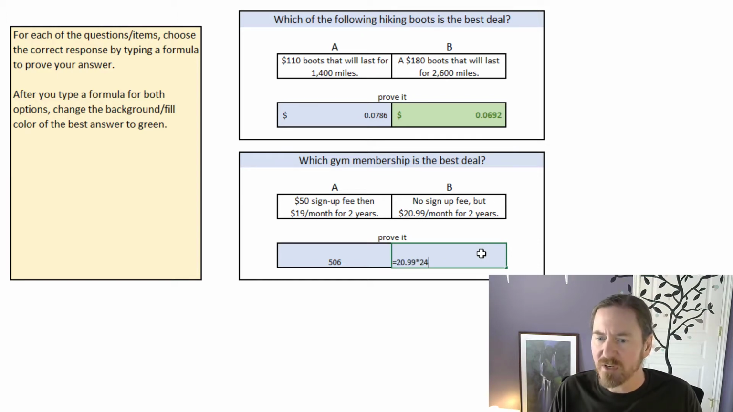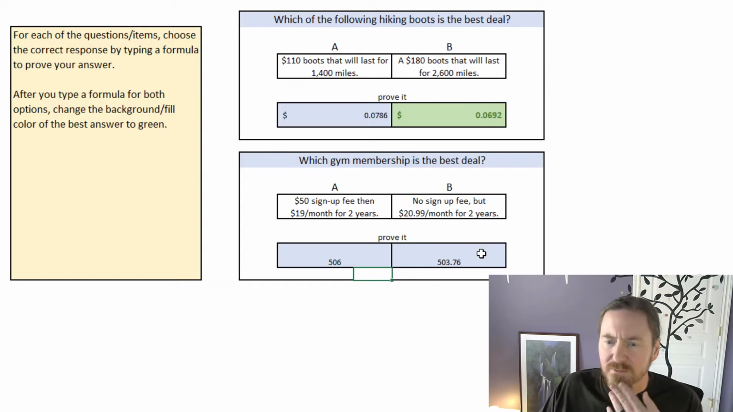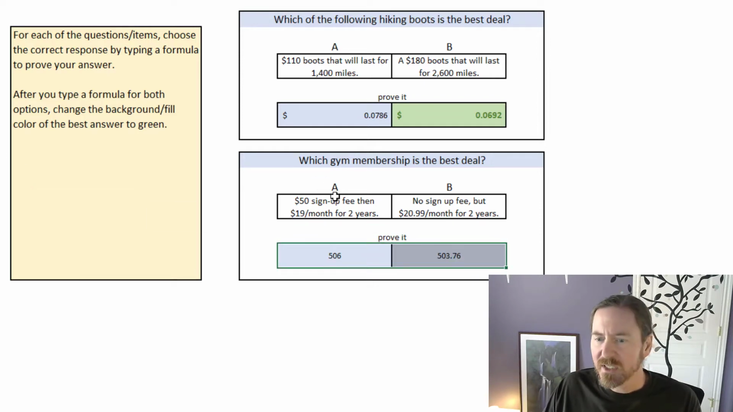20.99 times 24 months for 2 years, 503. All right, let's go ahead and style both of those so that they are vertically centered. And since the better deal is going to be cheaper for us, this one with no sign-up fee and this higher monthly rate is the better deal. And so let's go ahead and format that one. Cool. And I'll get rid of a couple decimal places. So it looks like gym membership deal B was the better way to go. All right, I think that's pretty good.